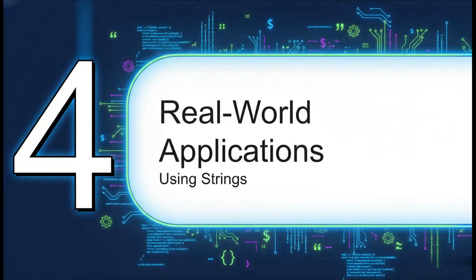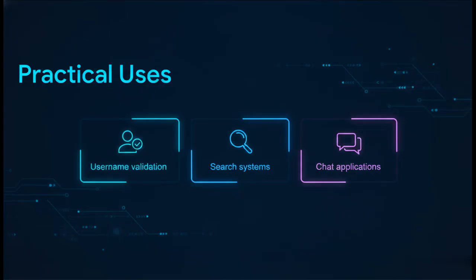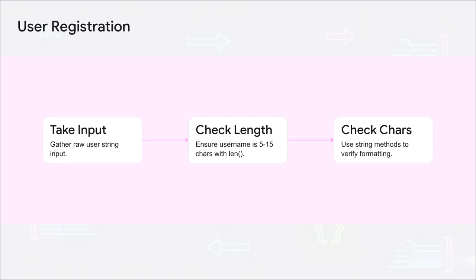Which brings us perfectly to Section 4, real-world applications. It's really important to realize that everything we just covered isn't just abstract theory. Every single time you use a search system on a website, send a message in a chat app, or set up a new account somewhere, these exact string operations are working hard behind the scenes. That search bar? It's using the in operator to find your query. The chat app is relying on triple quotes to handle your long paragraphs. The sign-up page is using strip and lower to clean up your username. It's everywhere.